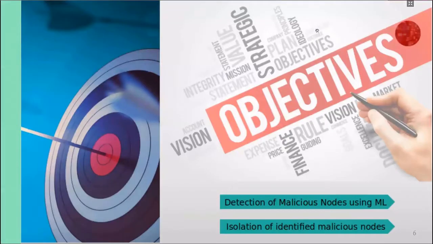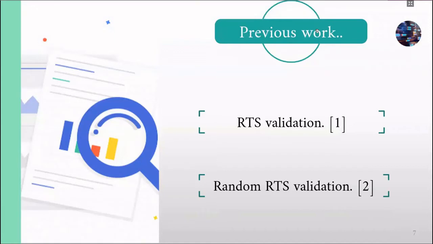Now, let's get into our main objectives. Detecting the malicious nodes using machine learning based approaches, and then isolating the identified malicious nodes in order to mitigate DoS attack. Now, in order to face this problem, there exist some previous works. One is RTS validation and the other one is random RTS validation.